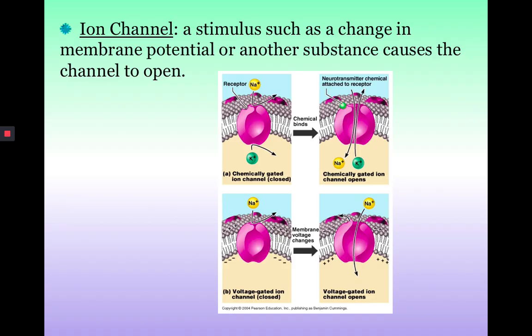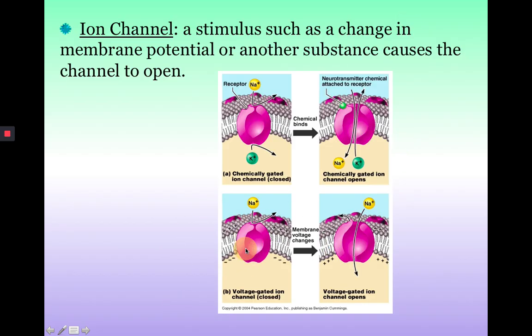Ion channels. A stimulus such as a change in membrane potential or other substances causes the channel to open. So in this particular case, there's a receptor area. A neurotransmitter chemical attaches to the receptor that opens the channel. And now we get movement. Sodium comes in, potassium comes out. And that's going to be very important.